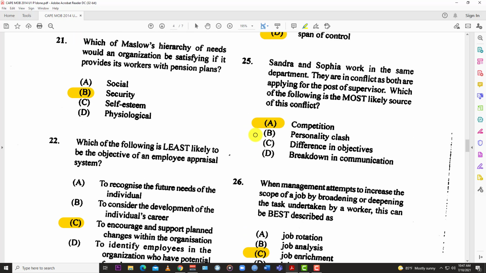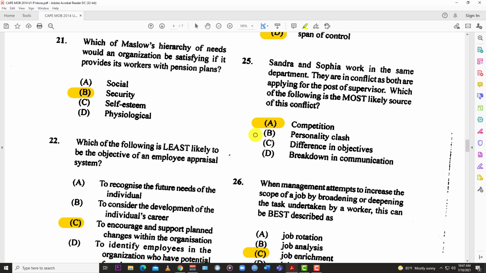25. Sandra and Sophia work in the same department. They are in conflict as both are applying for the post of supervisor. Which of the following is most likely the source of this conflict? And of course, it's clear, it's outlined, it's competition. They want the same job, so they're competing. Simple as that. Had it been personality clash, we cannot really deduce that from what is going on there. They might have the same personality, we don't know. But the competition is what brings it out.